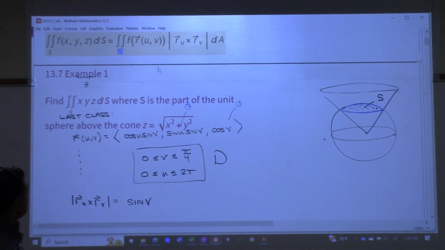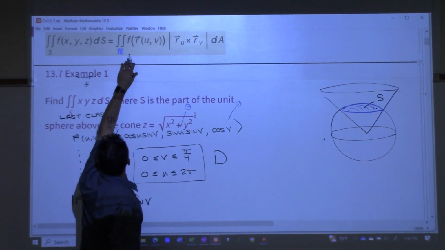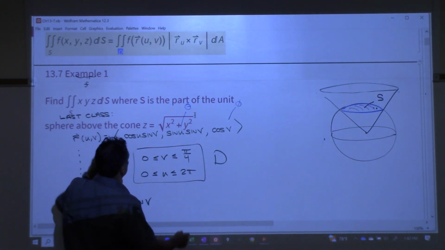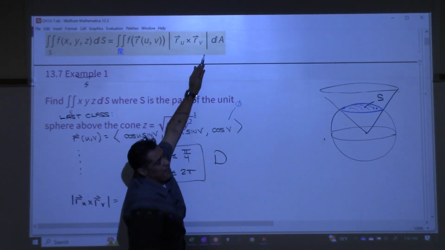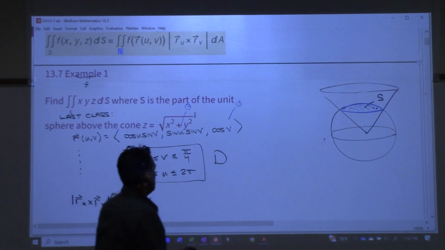All right, where are we? We have to do this double integral over D. Here's our D. We've got to evaluate the scalar function along here, and then multiply that by sine v and then dA.